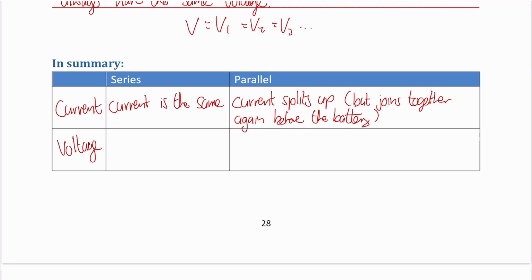And what do we see today in voltage? Well, in series, the voltage is shared out among components in series. And what about voltage in parallel? Well, the voltage of everything in parallel is the same.